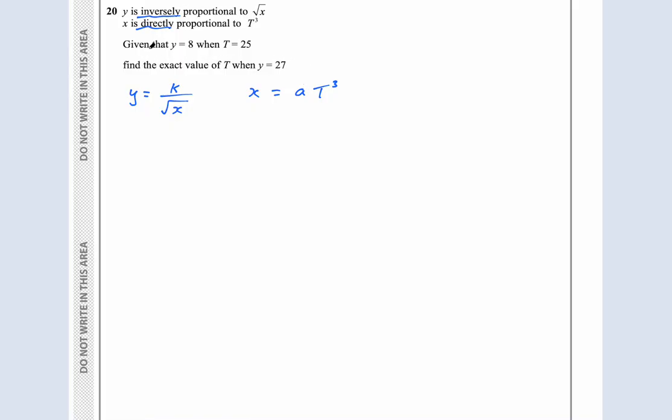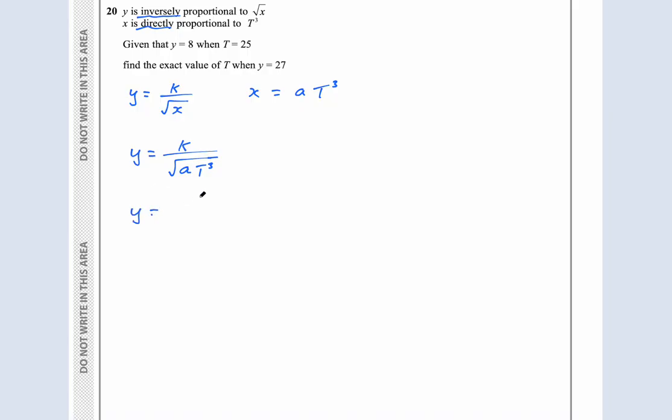Okay, now he gives us y when t is 25. So I need to connect y and t and basically get rid of this x. So instead of the root x, I'm going to put in a t cubed. So I can say y is equal to k over the square root of a t cubed. Okay, now this is the tricky bit.